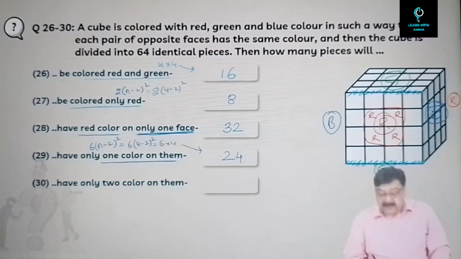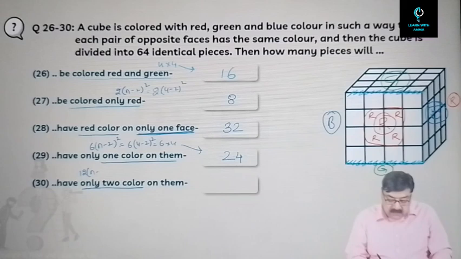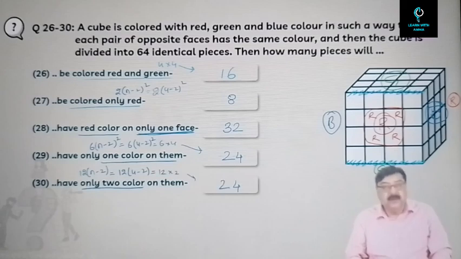And how many pieces have only 2 colors on them? Only 2 colors, you know, is in this case 12 into (n minus 2). That is 12 into (4 minus 2), 12 into 2, which is 24 again. So when the opposite faces of a cube have the same color on them, then we have 10 different ways of assessing them, as we have seen from question number 21 to question number 30.